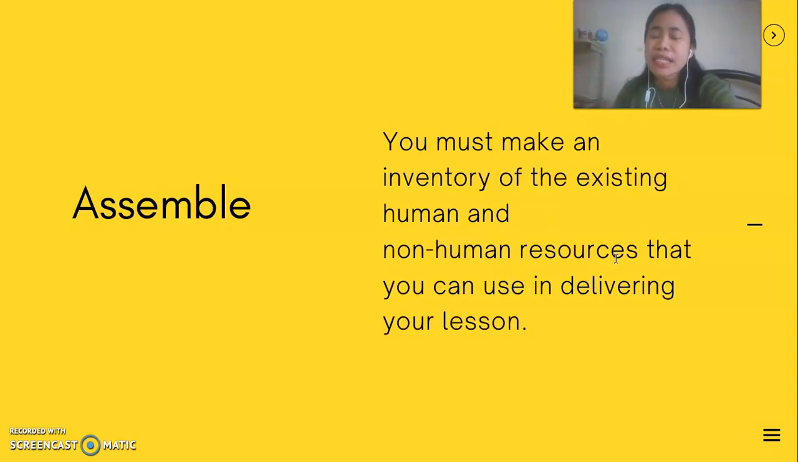The third A is assemble. So as teachers, we must make an inventory. We must list down the existing human and non-human resources that we can use in delivering our lesson. Okay, we are already in the 21st century teaching and learning environment. And so as a teacher, it does not mean that you must be the only source of information. So we have lots of more knowledgeable others that we can find in our community.